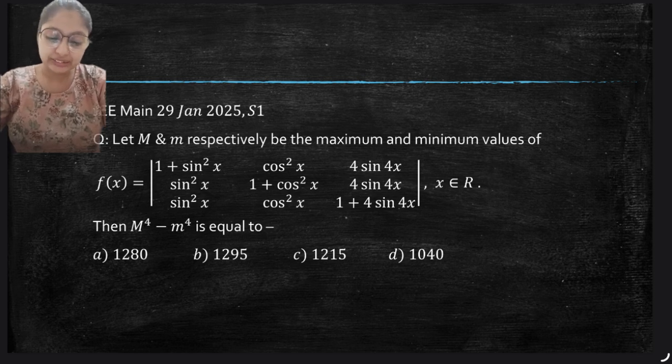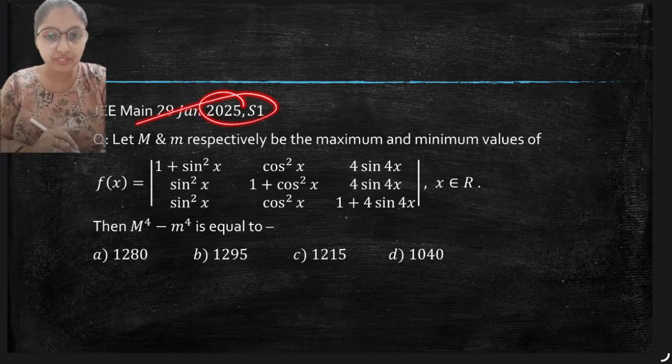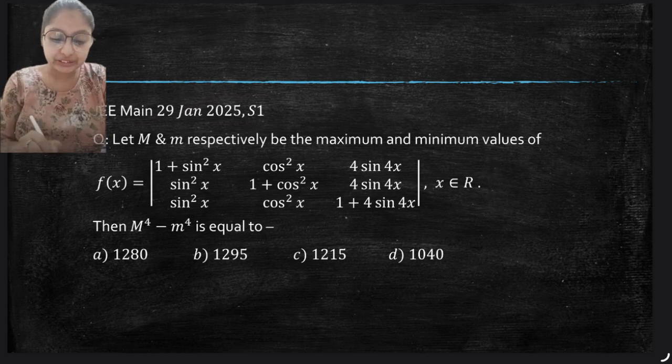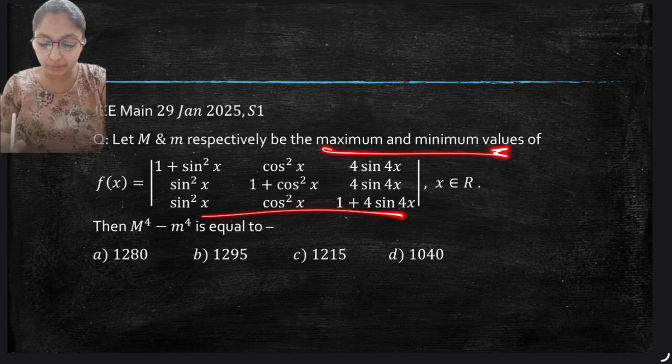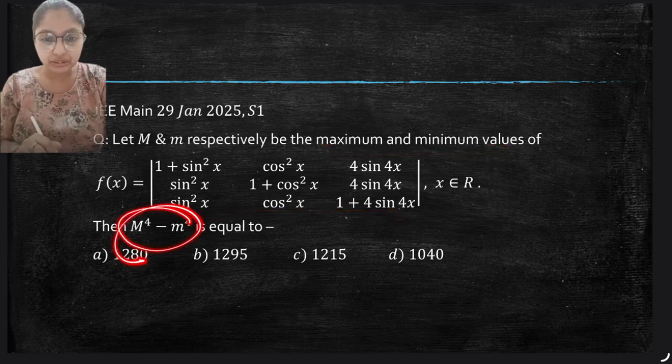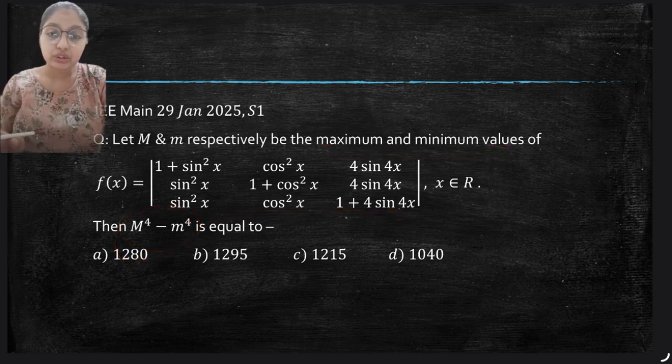Okay, so let's see one PYQ, which is a 2025 PYQ, a recent one only. It's saying that M and m respectively are the maximum and minimum values of this determinant, and then we have to comment on this. Okay, so what was yesterday's observation?